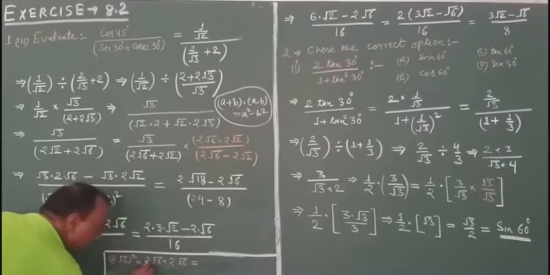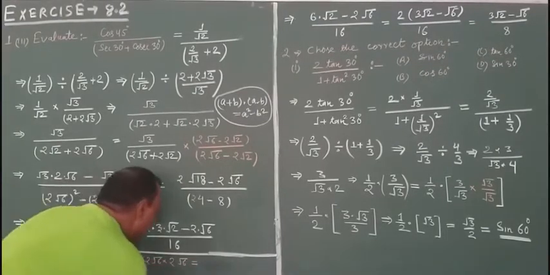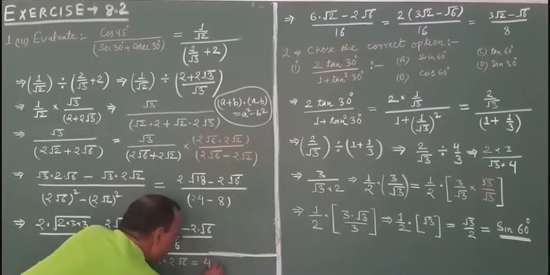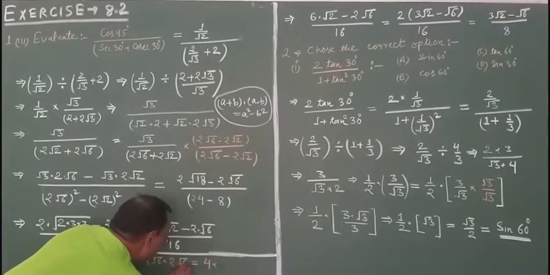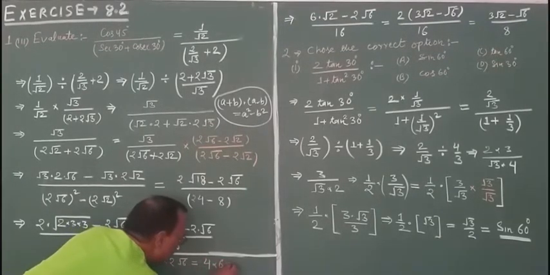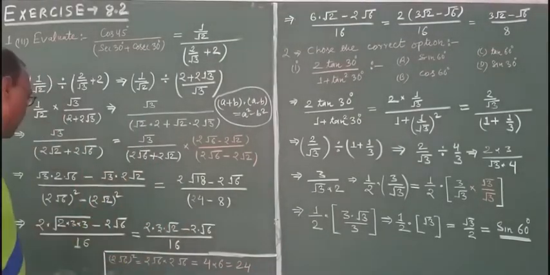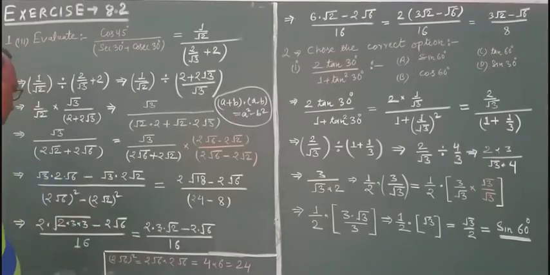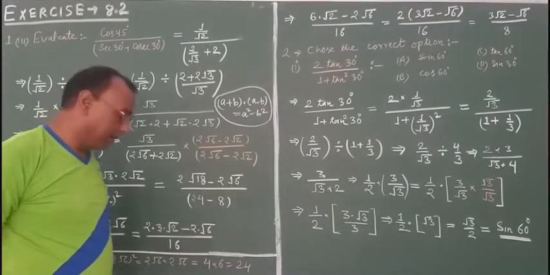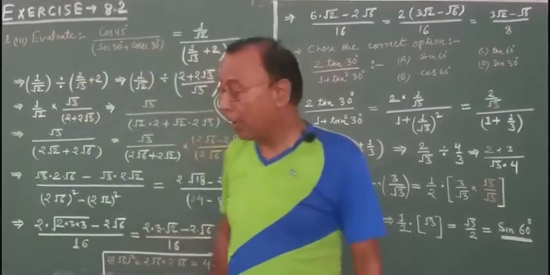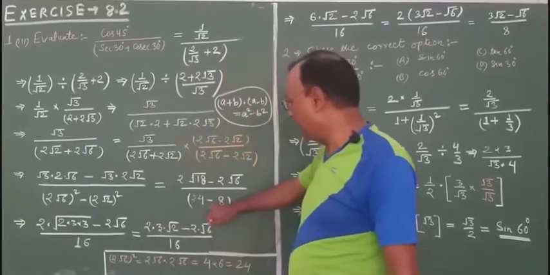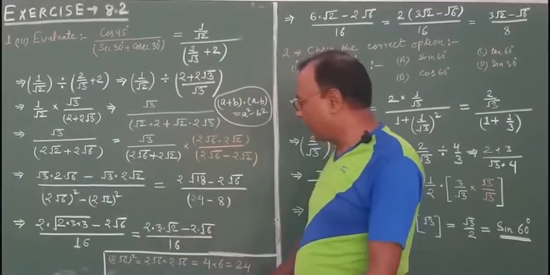Now this 2 and 2, their multiplication will become 4, and under root 6 into under root 6 will become 6. So what is the value of this? 2 under root 6 square is 24, so we have written 24 here. Similarly, 2 under root 2 square will become 8. Now what will happen?